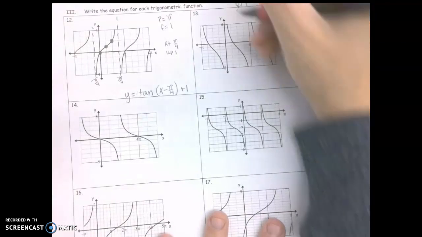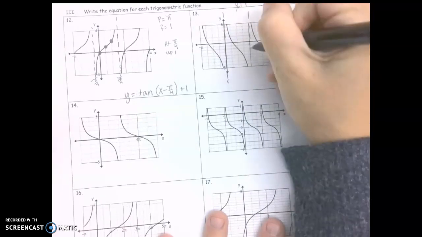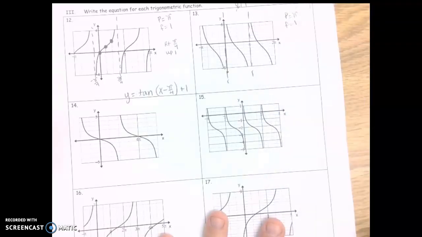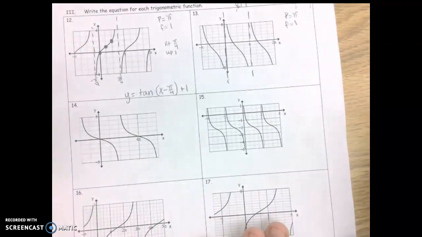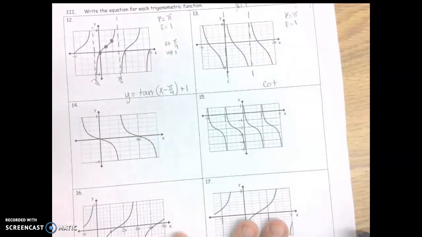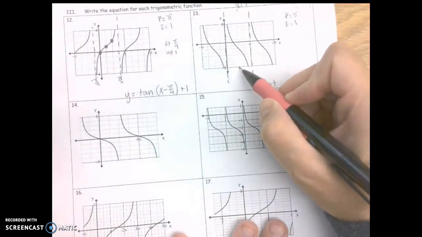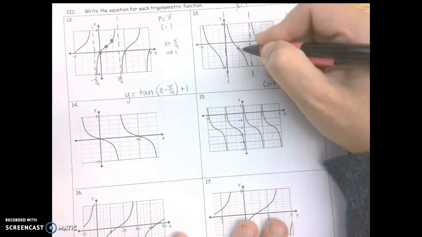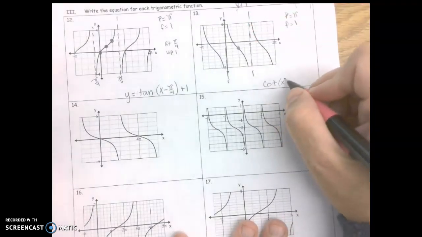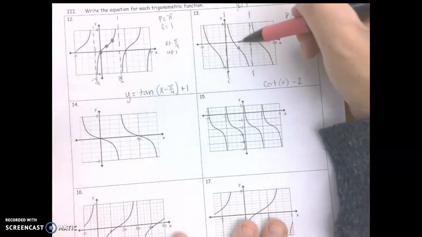The next one here is cotangent. So it looks like it gets closer and closer to the y-axis and closer to pi. So that tells me that the period is pi and the frequency is 1. Okay, the next thing I want to look for is, does it look like a tangent or a cotangent? So this one's going to look like a cotangent. Then the question is, is there a phase shift? So I find the middle. And there is no phase shift because the back of it is still on the y-axis. So that's going to be x, but there is a vertical shift of down 2. So this middle point is down 2.